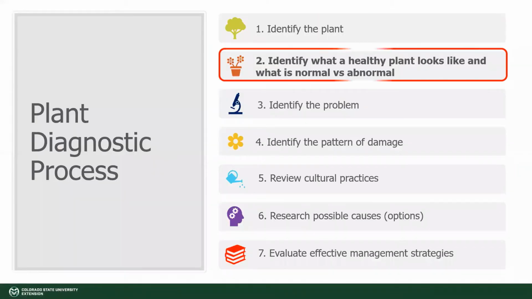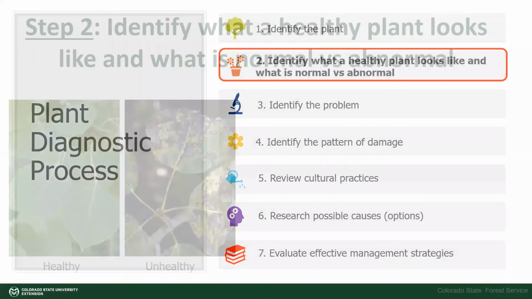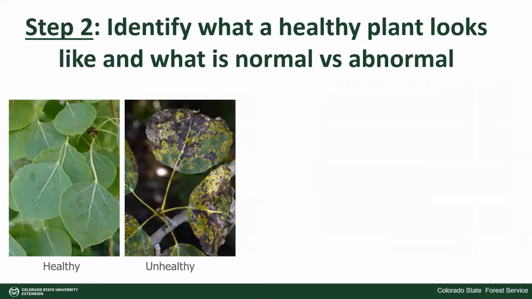Then the second step: we already know what plant we're working with, and hopefully we have already researched the scientific name, so we have a baseline. Then we need to identify what a healthy plant looks like and what's normal versus abnormal. This is because sometimes, and you will see this often, you have a healthy plant that looks bright, looks green, and doesn't have any symptoms, but then 10 days later, the plant has necrotic spots and is unhealthy.